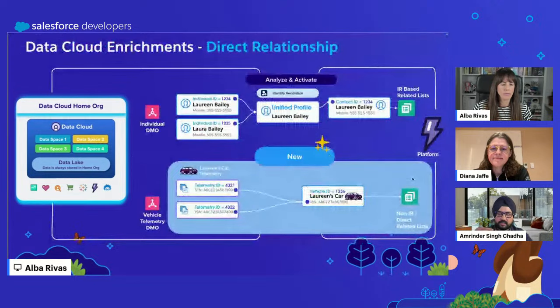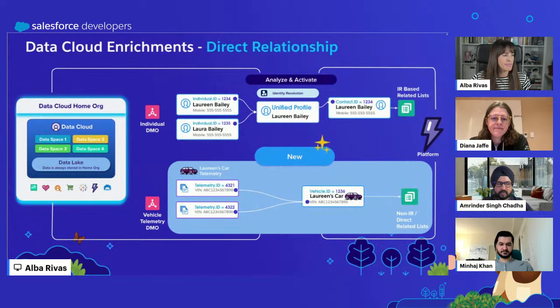And this is talking about direct relationships. We had our existing account, contact, and lead objects supported since the Winter 24 release last year, but now we are in the process of generalizing Data Cloud enrichments to other objects with what we call direct relationship support. An example of this is that you have, for example, the vehicle telemetry data, associating that to a vehicle object in Salesforce.